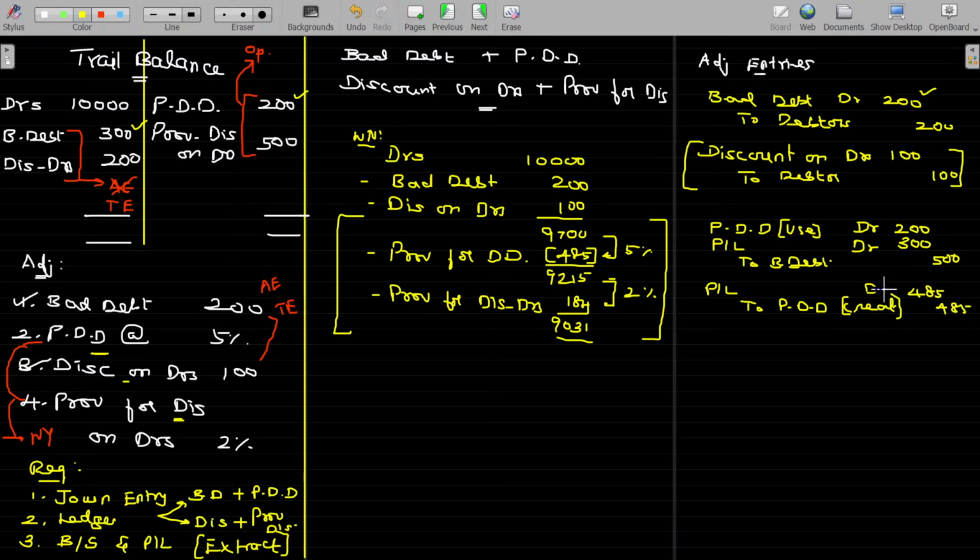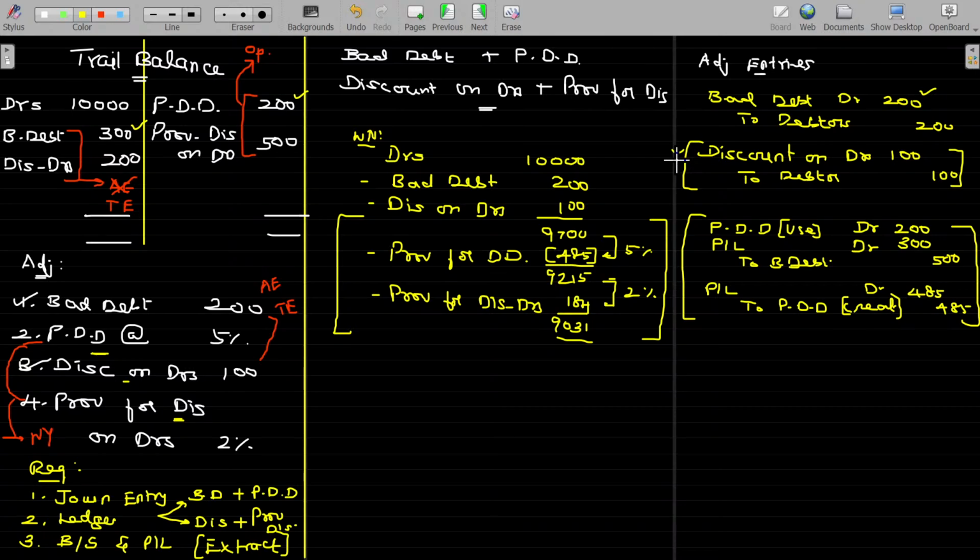If you pass it as a combined entry, PDD may be eliminated. So simply it may be the summation of that. So I will handle it later. With that, the PDD case is over. Now we have created the discount. For the discount given in the adjustments, we have to pass the adjustment entry. Now this discount on debtors should be adjusted.